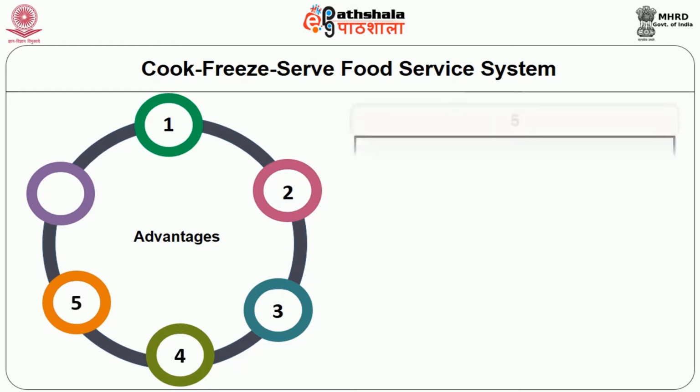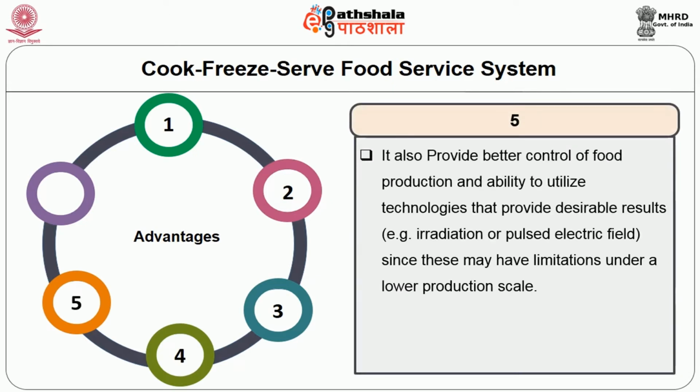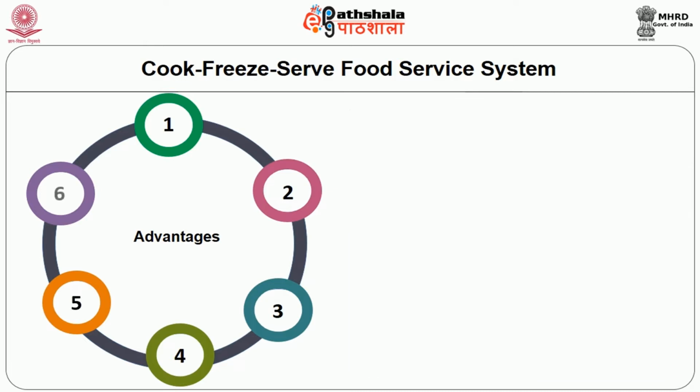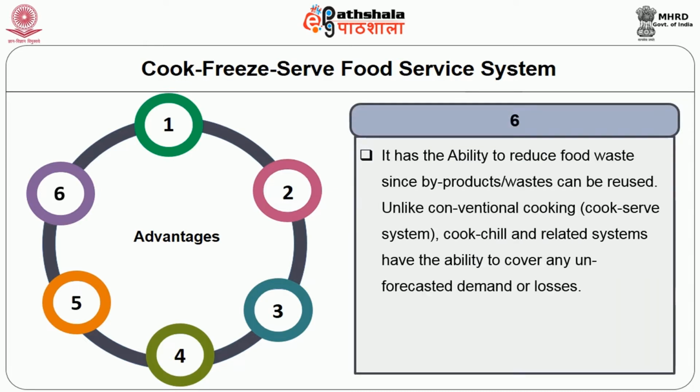It also provides better control of food production and ability to utilize technologies that provide desirable results. Examples are irradiation or pulsed electric field, since these may have limitation under a low production scale. It has the ability to reduce food waste since byproduct waste can be reused. Unlike conventional cook-serve systems, a cook-chill and related system have the ability to cover any unforecasted demands or loss.